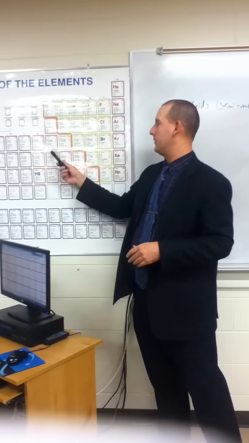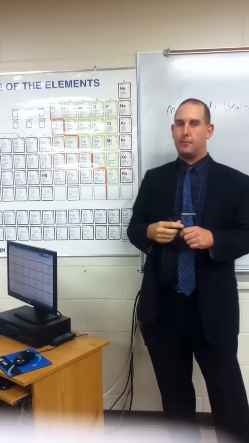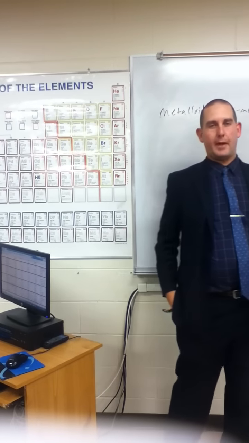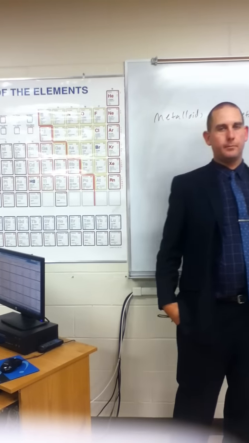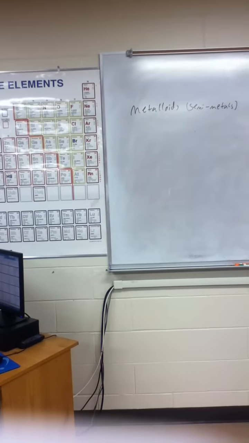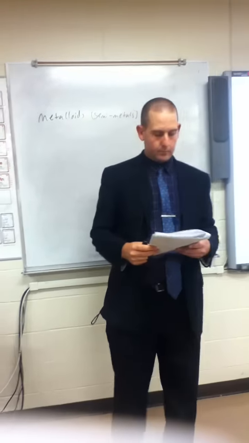Remember, they're not totally metal, they're not totally non-metal. They have some properties of both. So number 2, you're going to write: have some properties of both metals and non-metals. Or you can write: have both metallic and non-metallic properties.